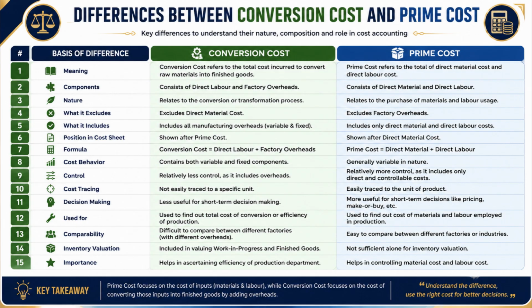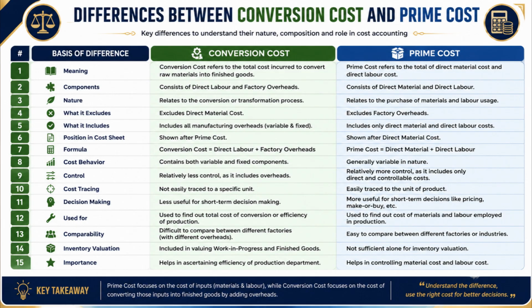On the other hand, prime cost is related to the direct inputs used in manufacturing. Number 4. Conversion cost excludes direct material cost, whereas prime cost excludes factory overhead costs. Number 5. Conversion cost includes manufacturing overhead expenses. On the other hand, prime cost includes only direct and traceable costs.